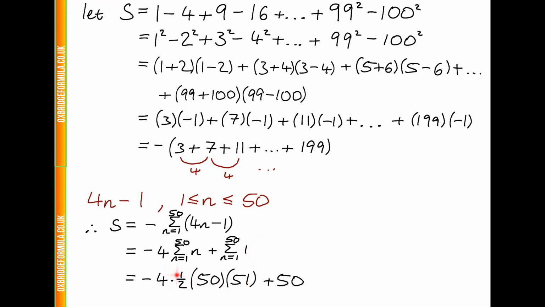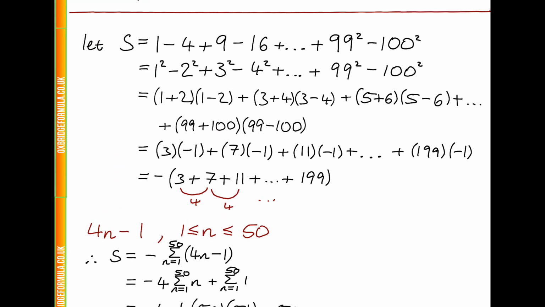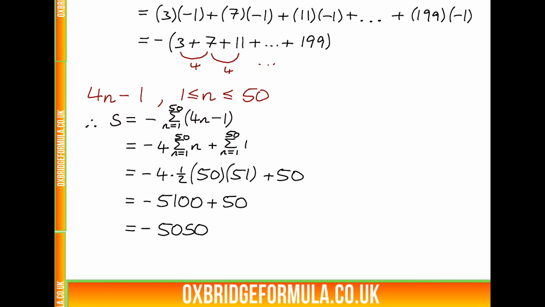So this is what we find for S, and then we can multiply everything together in this first collection of numbers here to get minus 5,100, and then we add on 50, and so overall that gives us minus 5,050. So if we look back at the options in the question, minus 5,050 was option E. So we can therefore conclude that the answer to the question is answer E.